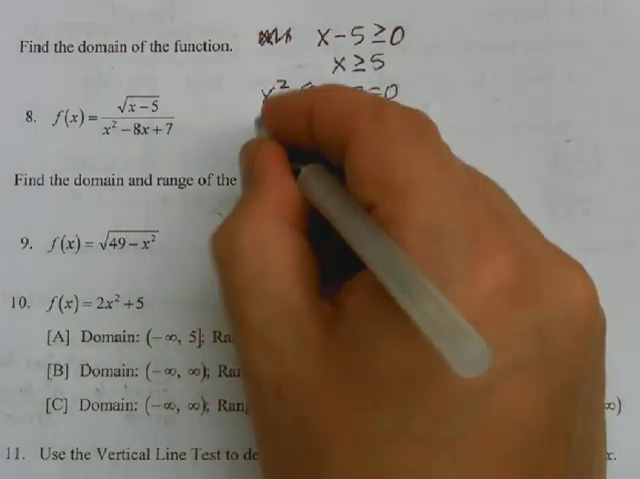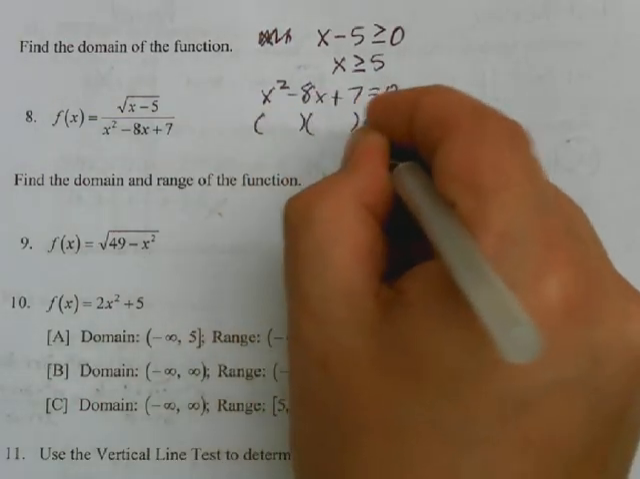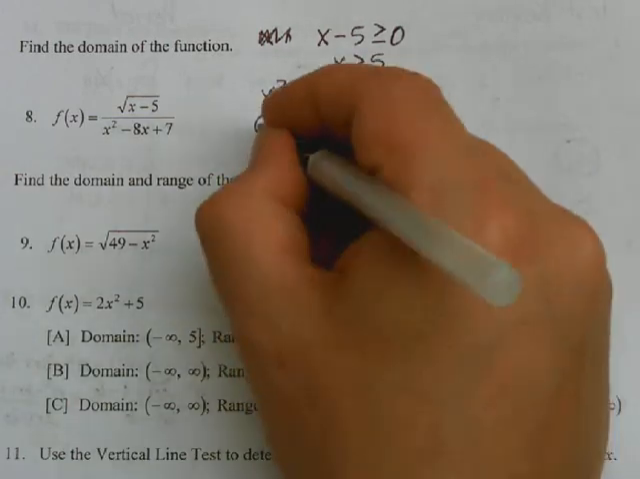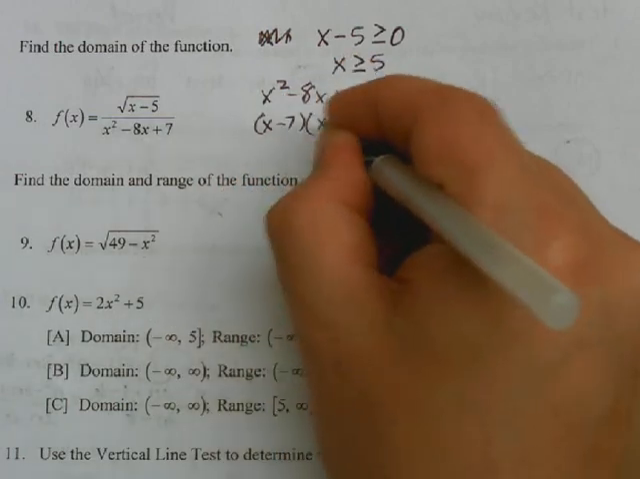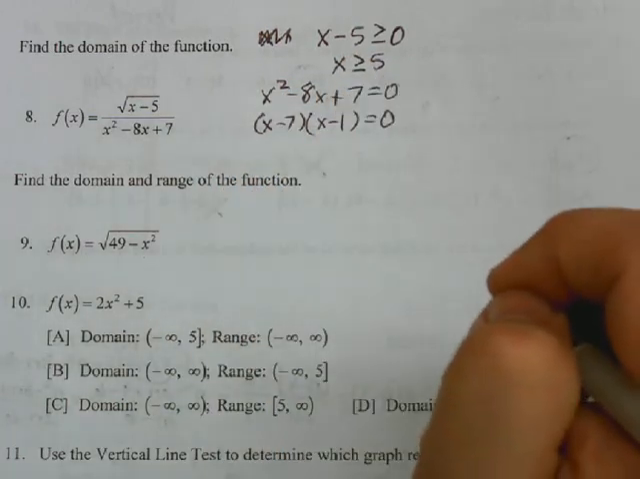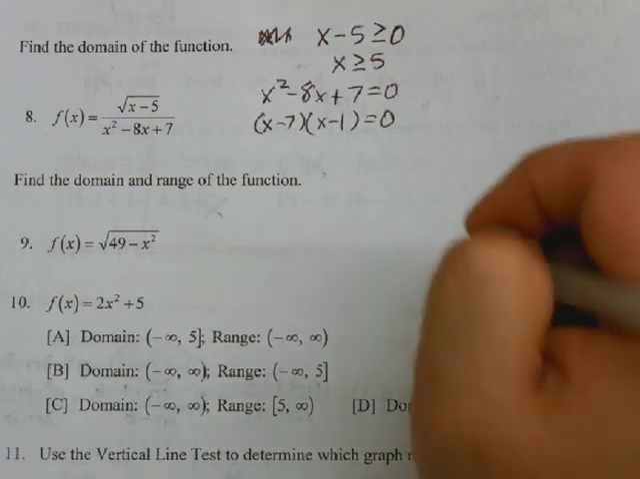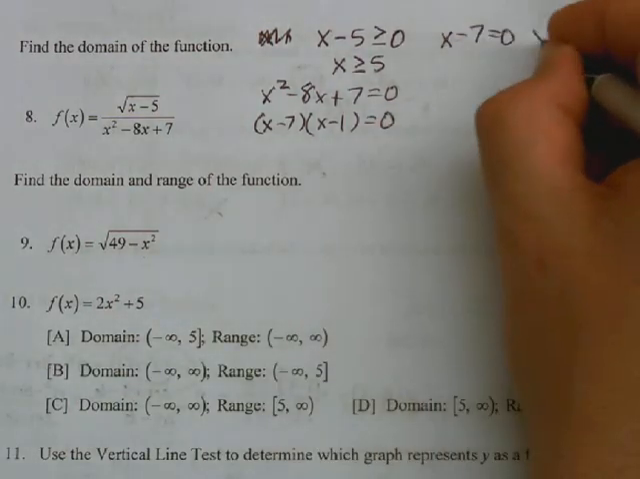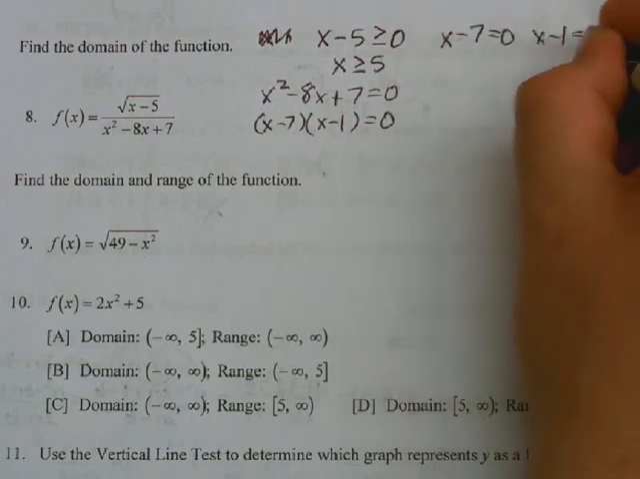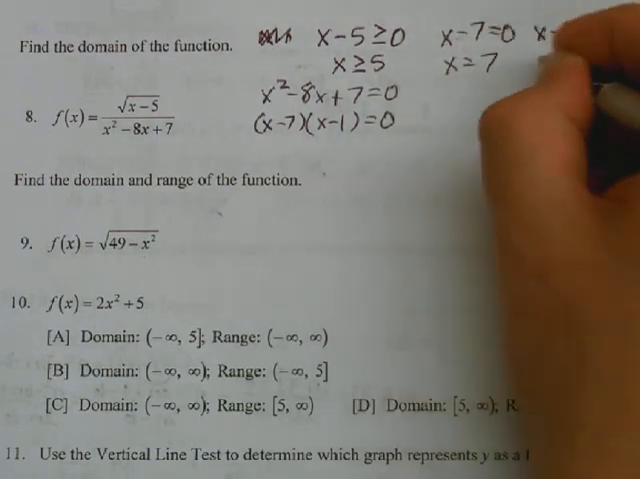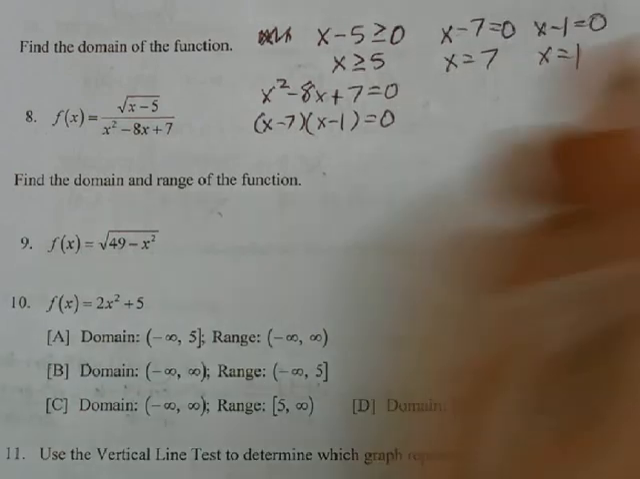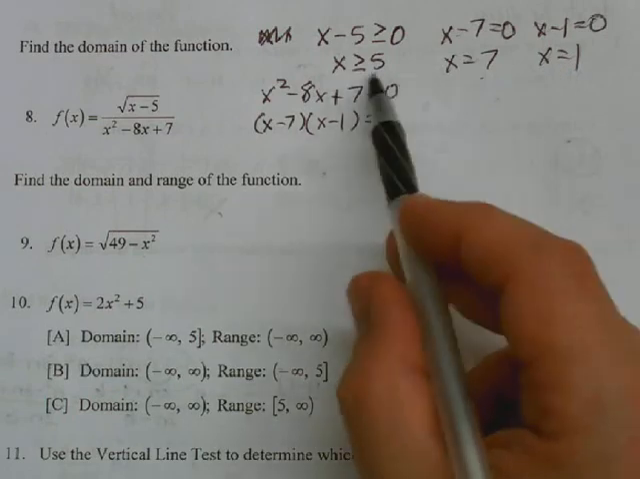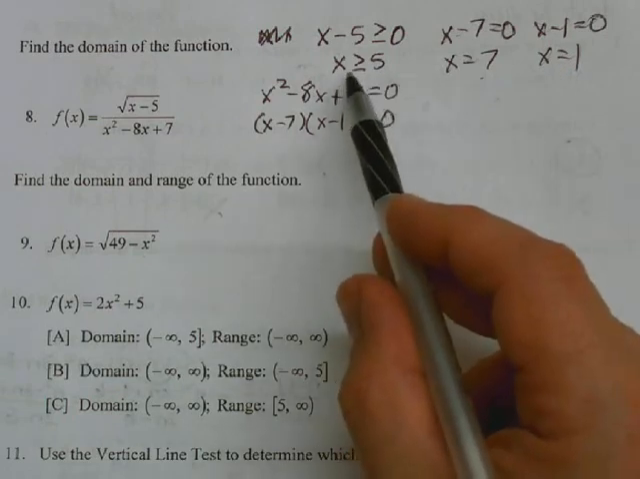So factoring, we need to find two numbers that multiply to 7 and add up to negative 8. And we get negative 7 and negative 1. So we'll solve those equations, and we get 7 and 1. So we know 7 and 1 are not in the domain of our function. We also know that x must be greater than or equal to 5.